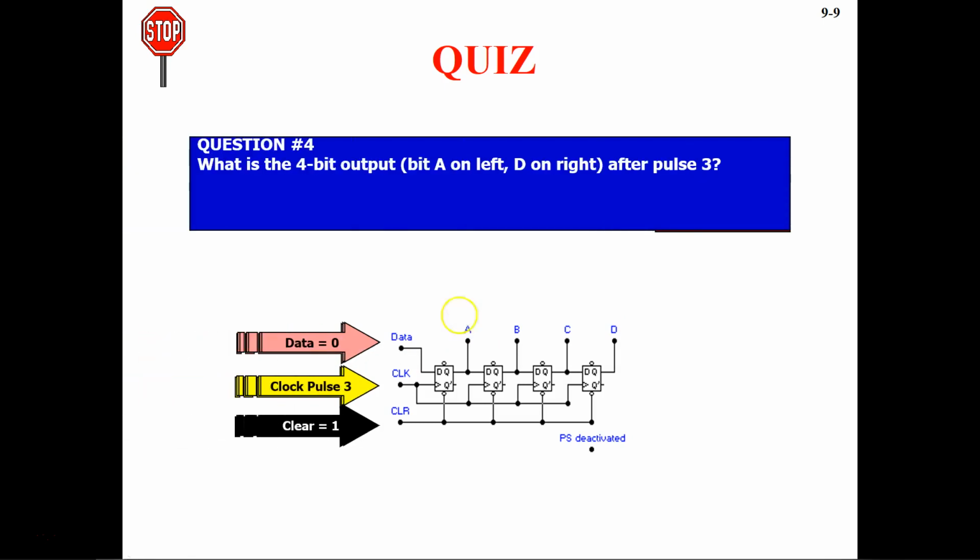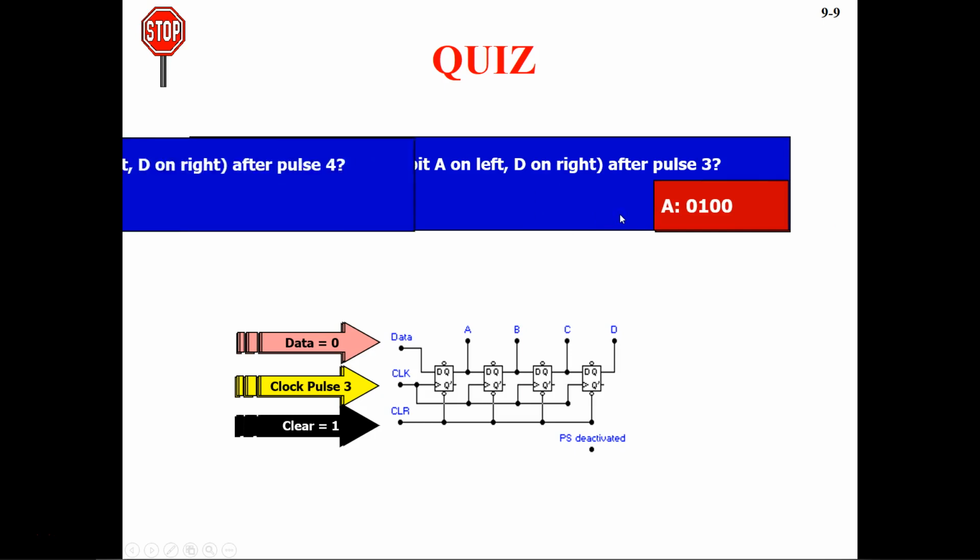And let's see the third clock pulse, when your data is 0 and this clear is 1. In this particular case, your output is going to be 0, and whatever the input was previously here will go into this flip-flop, making this 1. So you're going to get 0 1 0 0, and that's your answer.